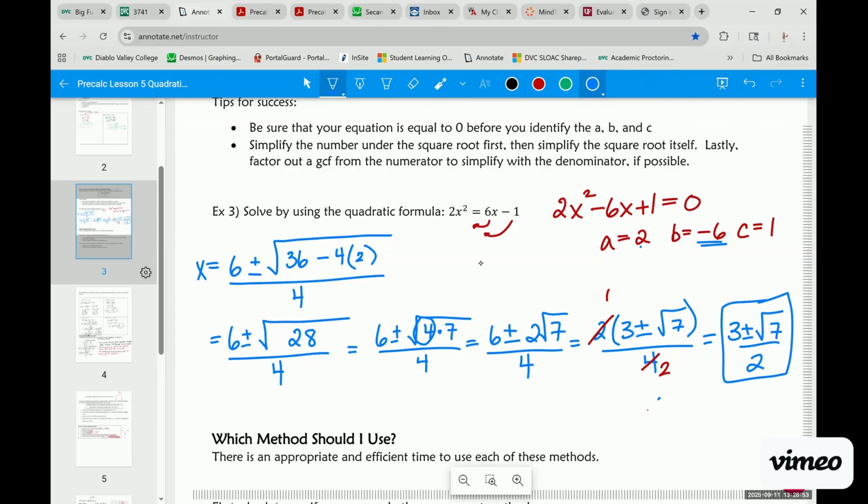So do keep in mind that there are 2 answers, 3 plus the square root of 7 over 2, and 3 minus the square root of 7 over 2. Okay. So I could put the curly brackets around them to say this is a group of numbers that are the answers, but we just write it with the plus or minus notation here because it's a little more compact. But I want to make sure you realize that there are, in fact, 2 different answers to that problem.